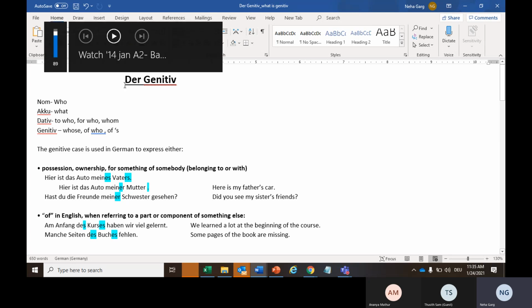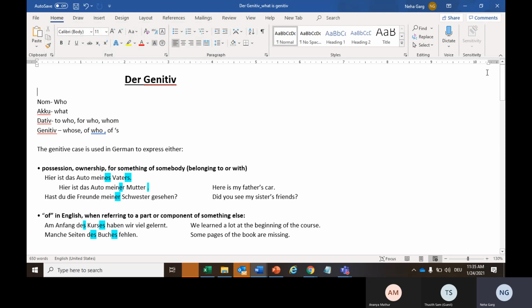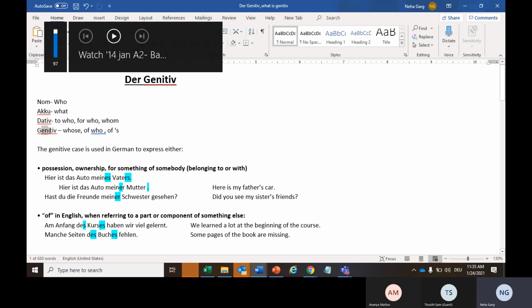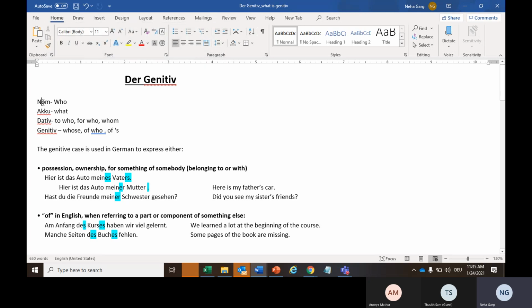So now, before we understand what genitive is, I'm just going to give you a quick few-seconds flashback of what the other cases are: nominative, accusative, dative, and genitive. So we have four cases in German grammar. Nominative is very simple, nothing but the who case, the only subject in a sentence.